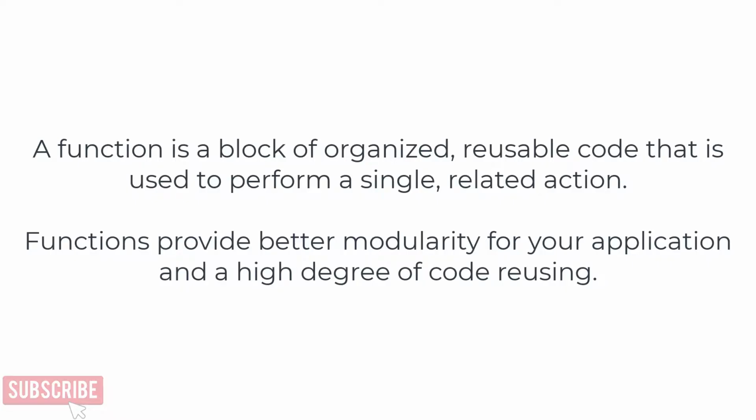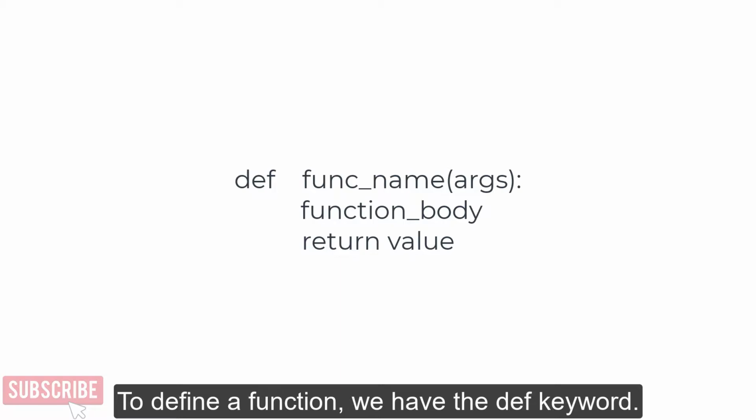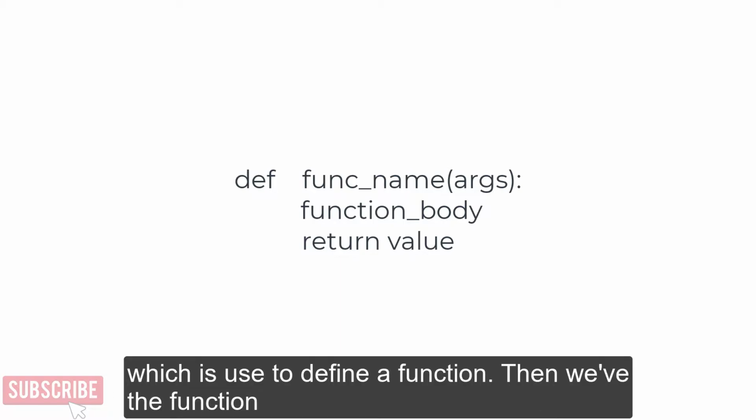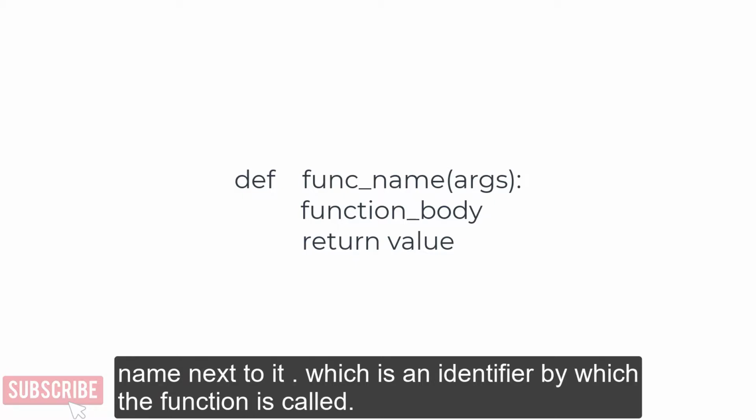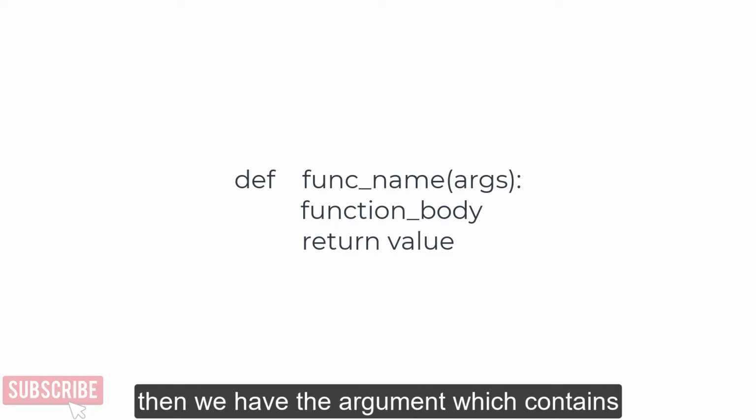A function is a block of organized, reusable code that is used to perform a single related action. Functions also provide better modularity for your application and a high degree of code reusing. To define a function, we have the def keyword, which is used to define a function. Then we have the function name next to it, which is an identifier by which the function is called.